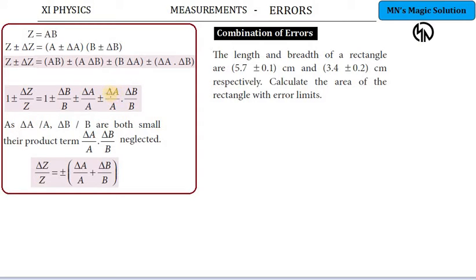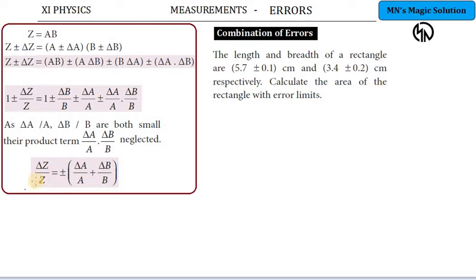But you know that del A is small, and when it is divided by a larger quantity it becomes even smaller. So when I multiply these, two very small quantities like 0.00 something, the answer will be even smaller. So that can be neglected. After neglecting it and cancelling the 1 on both sides, you end up with the relative error in Z equal to the relative error in A plus the relative error in B. Only these two terms will remain.